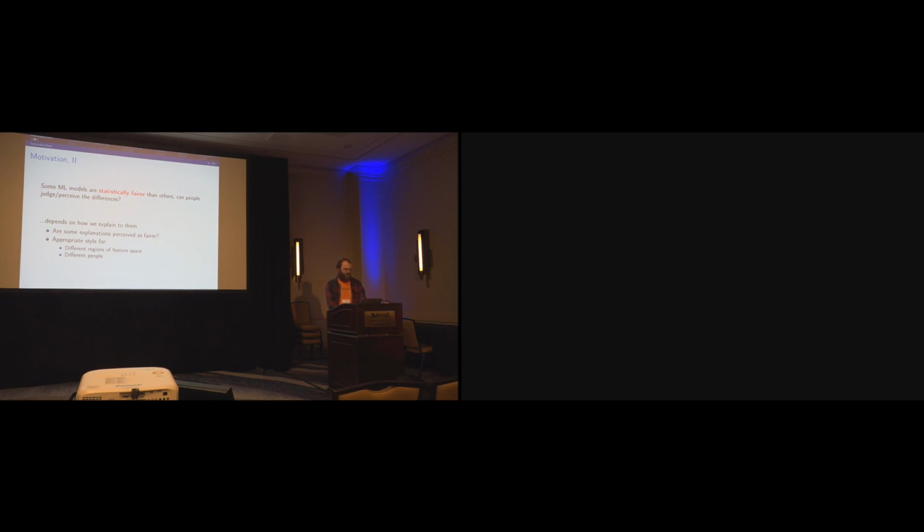Explanations are the window for human scrutiny and intervention of the ML models to ensure their fairness. But not all explanations are equal. For example, are some explanations inherently more or less fair? What is the best style for different regions of feature space and different people?